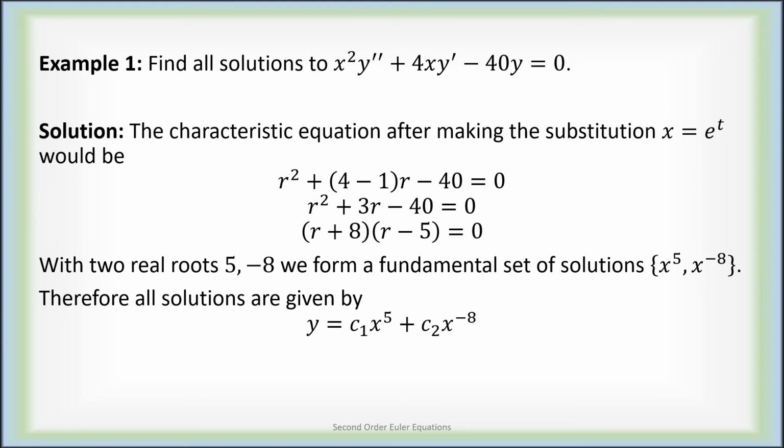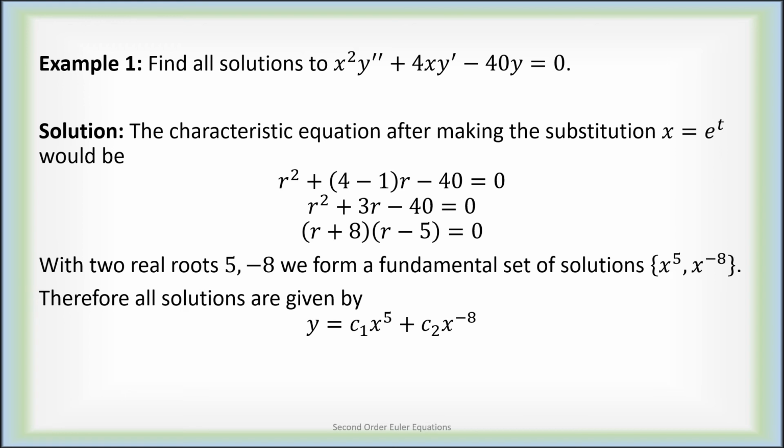I'd just like to caution you at this point, try to be very clear in your work about whether you are working with a constant coefficient equation or an Euler equation. For a constant coefficient equation, if this just said y double prime plus 4y prime minus 40y equals 0, your characteristic equation would have been r squared plus 4r minus 40 equals 0, and your solutions would be exponentials.